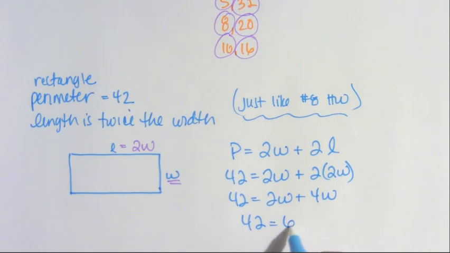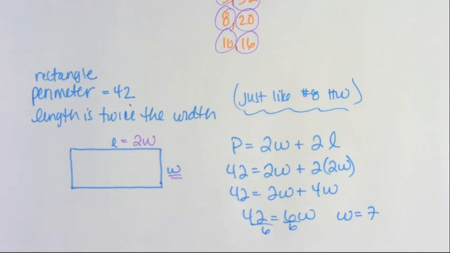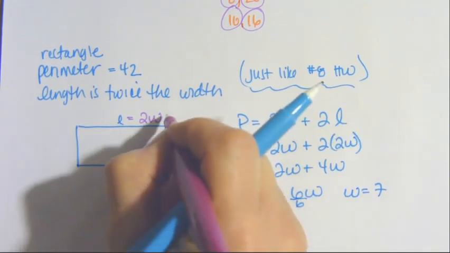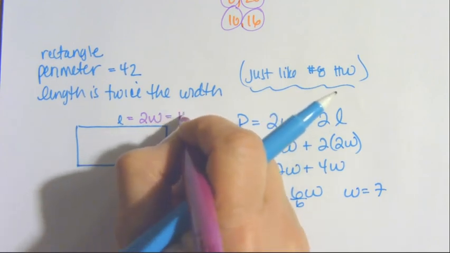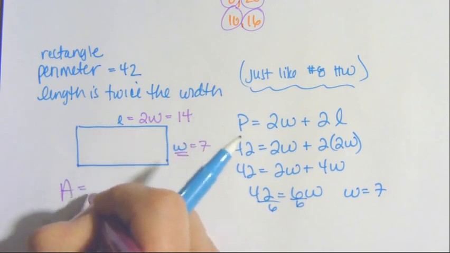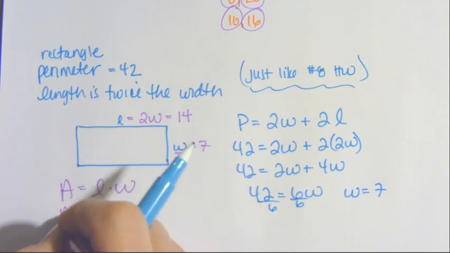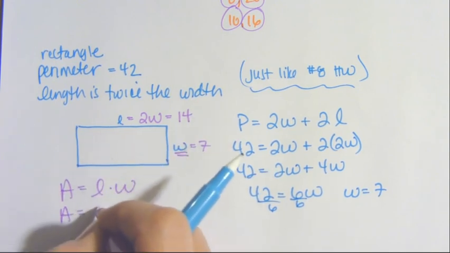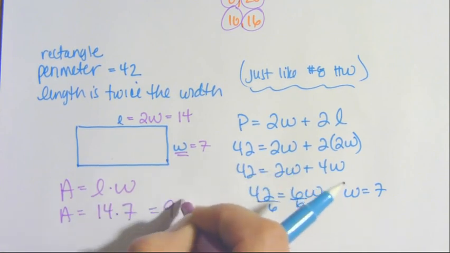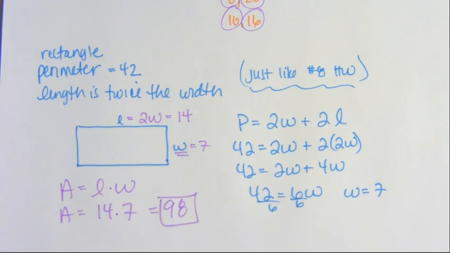42 is equal to 6W. Divide by 6. So the width is 7. So the width for this rectangle is 7. That's 7. And then that's double that. So 7 times 2 is 14. Remember, area equals length times width. So the area would just be 14 times 7, which would be 98. So you can do the one that's just like that.